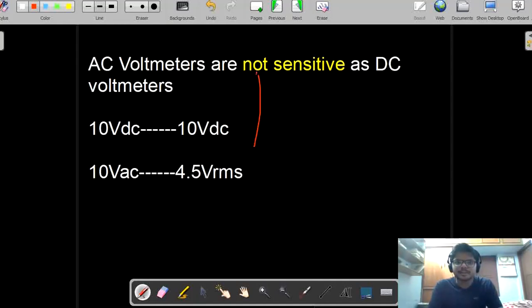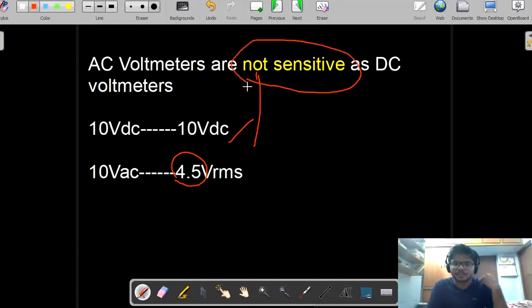Okay. See, now see this carefully. So I can define my statement like this. For 10 volt DC I am getting 10 volt DC. But for 10 volts AC I am getting only 4.5. Okay, from this we can say that my AC voltmeters are not as sensitive as my DC voltmeters. Okay, yes guys, this is the concept of the AC voltmeter using the full wave rectifier and half wave rectifier.